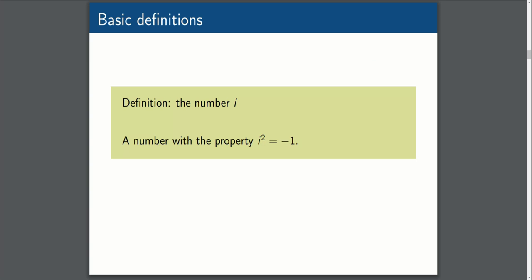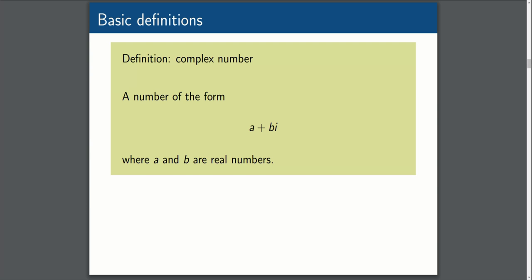All right, so here's our first definition. The number i, that's a number with the property that i squared equals -1. Now when we use this, we put it together the way that you see here. We call this a complex number, and it's made up of a real part and an imaginary part. So it's a plus bi.